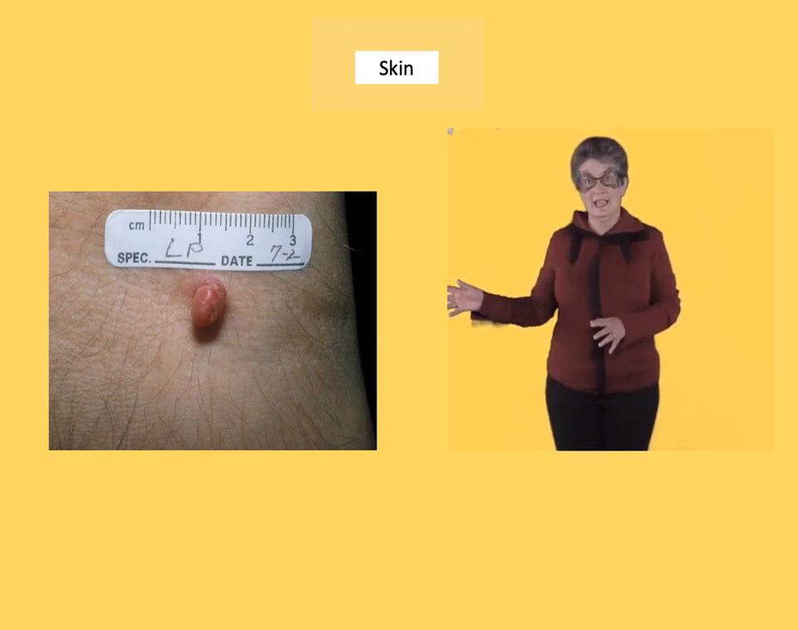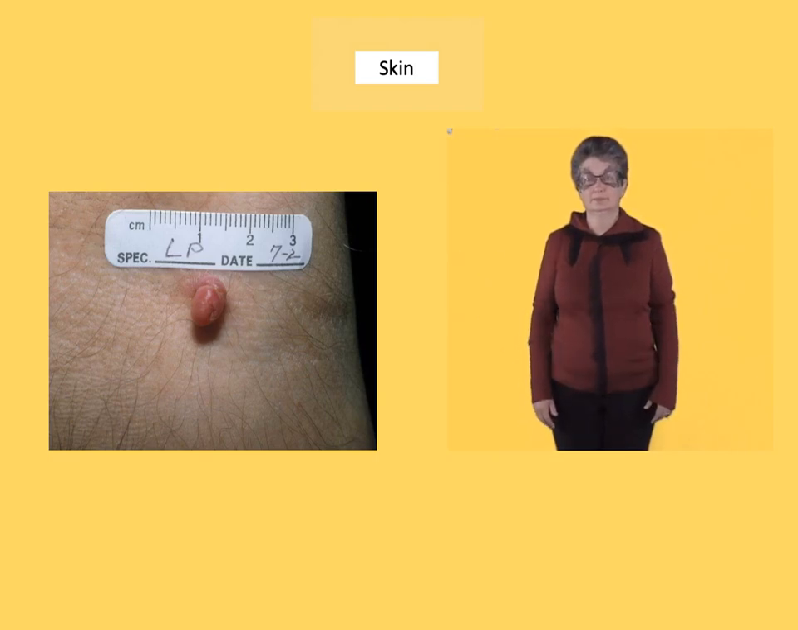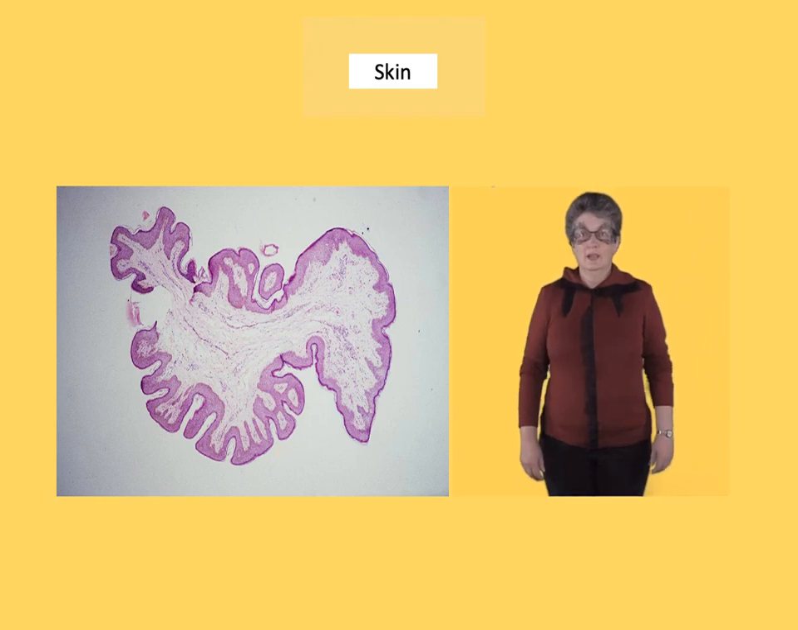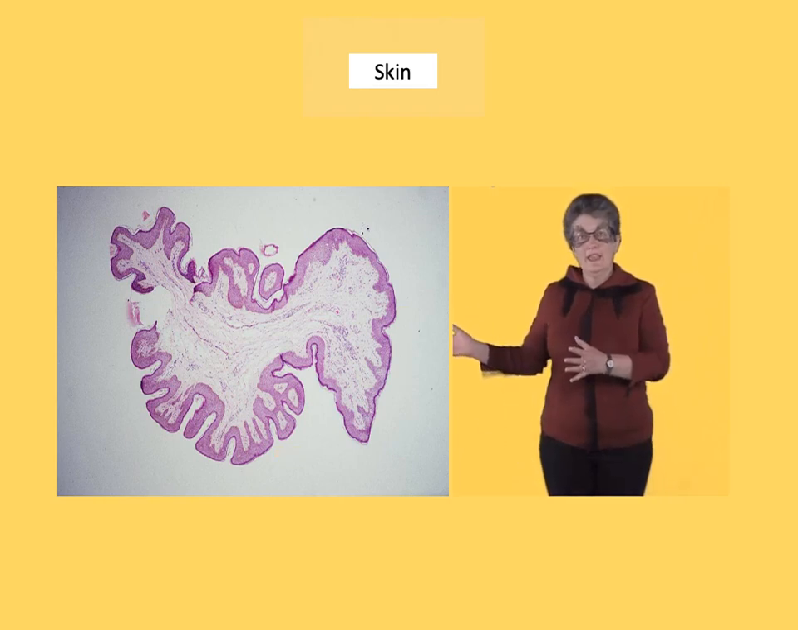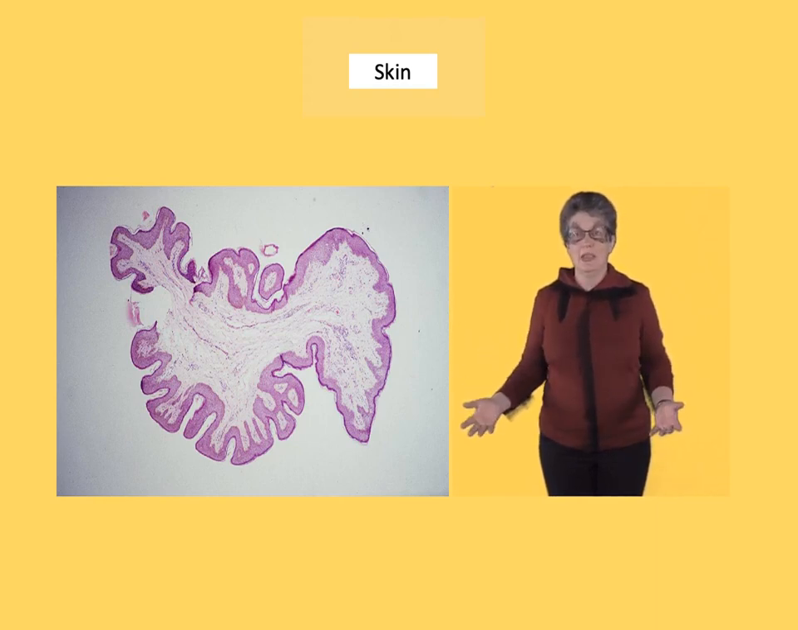This is a skin tag. It's kind of soft, papillomatous and raised. Microscopically, there's an epithelial layer overlying a fibrovascular core. This leads to its other name, the fibroepithelial polyp.